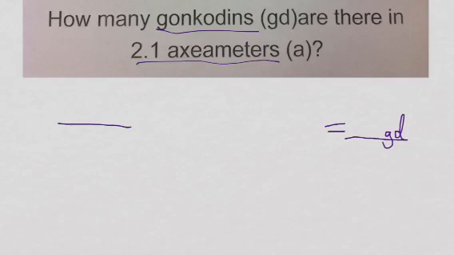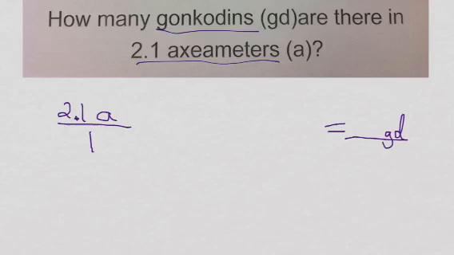Step 2, put the given over 1 on the left hand side. So over here you write what was given in the problem and you write it as a fraction, 2.1 aximeters over 1. And make sure you put the label, because that's important. The whole point of the factor label method is for the labels to guide you through whether to multiply or divide and by what numbers.